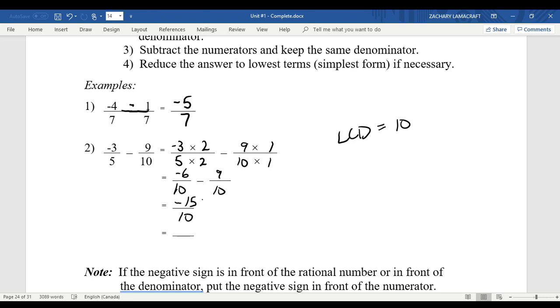5, exactly. So if we divided both by 5, we'd be left with what? If I divide 15 by 5, I get what? 3/2. Awesome. So -3/2. Perfect.